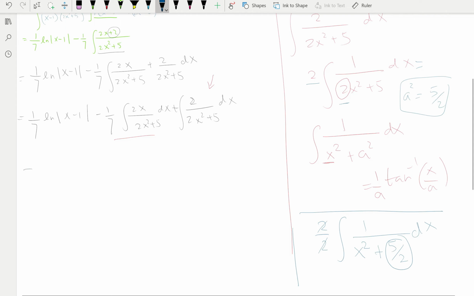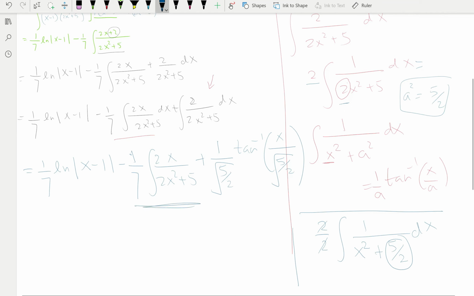Okay, so the answer will be 1 over 7 natural log x minus 1 minus, we still didn't integrate this part, 2x over 2x square plus 5. So if you integrate this part, what we will get is 1 over a, so 1 over square root of 5 over 2 tangent inverse x over square root of 5 over 2 plus, okay, so we still didn't finish this integral. So that's the complication.